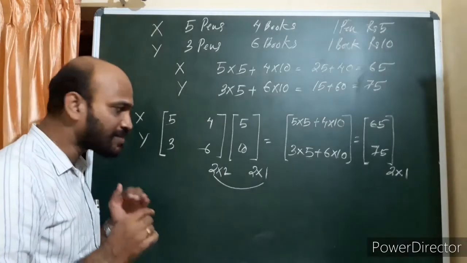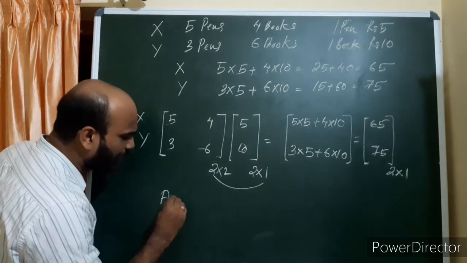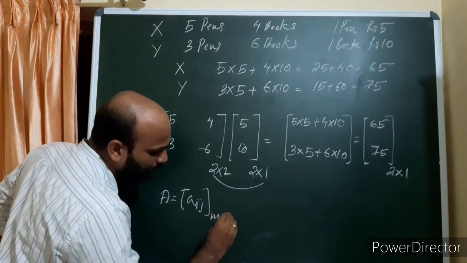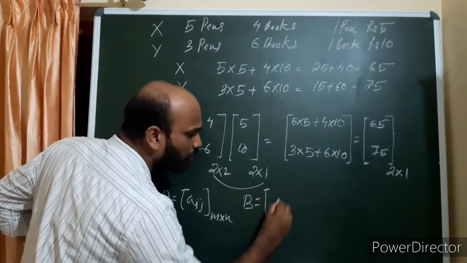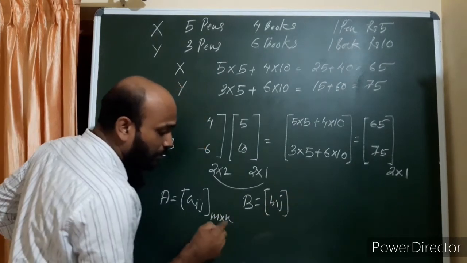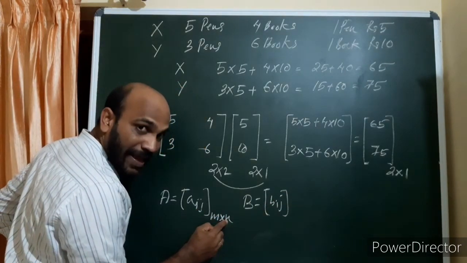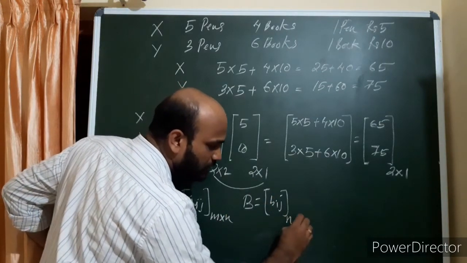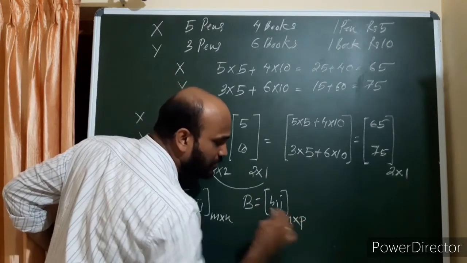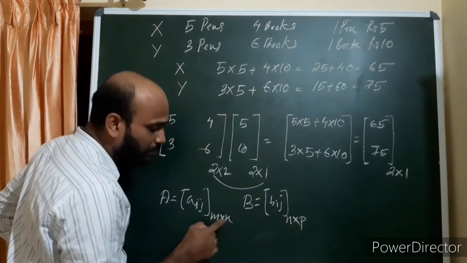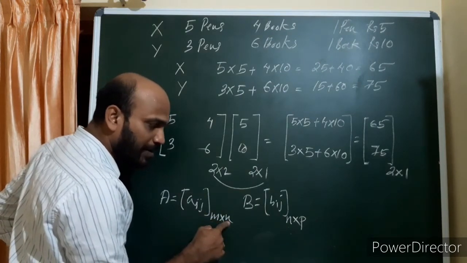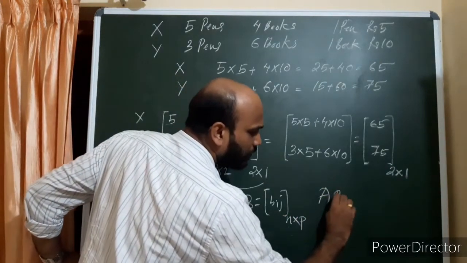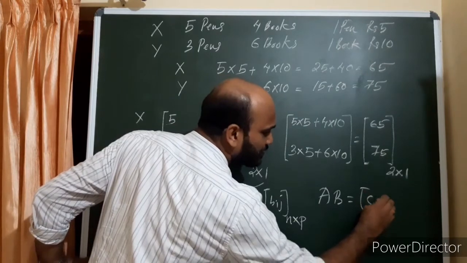Okay. Now we can generalize this result. Consider two matrices, A equal to Aij. Suppose the order of the first matrix is M by N, and the second matrix B equal to Bij. The number of columns of the first matrix is N. Therefore, the number of rows of the second matrix should be N. Suppose the number of columns of the second matrix is P. So these two we can multiply because the number of columns of the first matrix equals the number of rows of the second matrix. So AB, you will get another matrix, that is Cij.